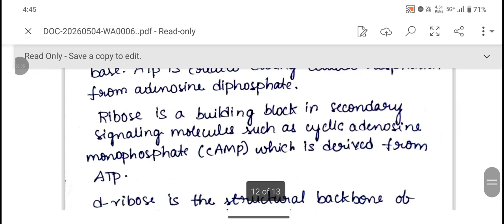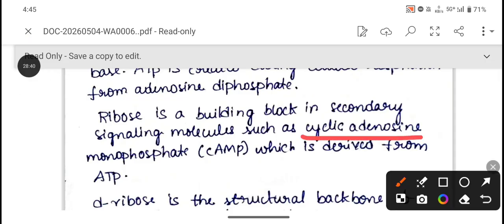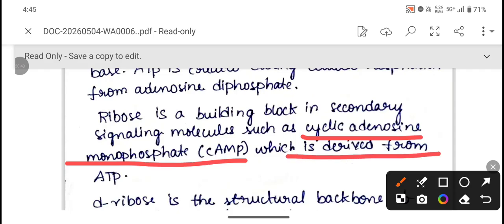So ribose is a building block in secondary signaling molecules such as cyclic adenosine monophosphate, which is derived from the ATP. So the cAMP is a secondary messenger for signaling pathways involved in translation and transcription. These are the signaling molecules which contribute to triggering some cell signaling pathways, which are utmost important for the cellular metabolic mechanisms.